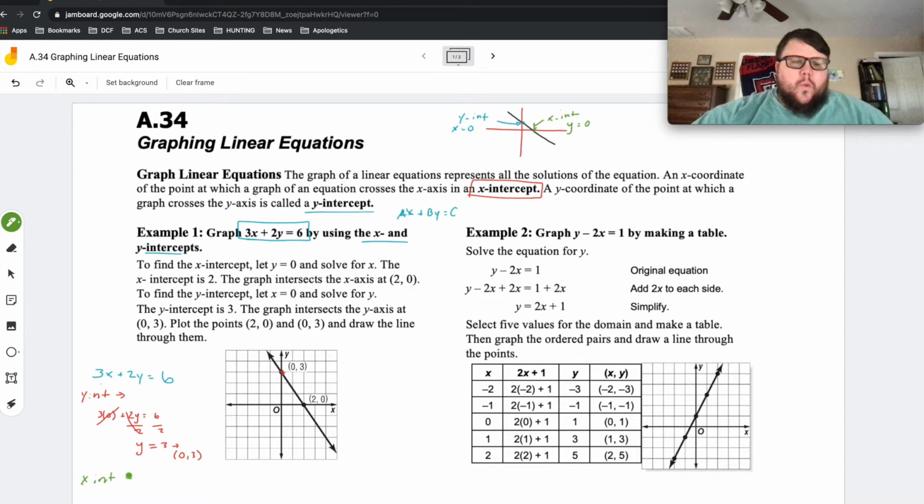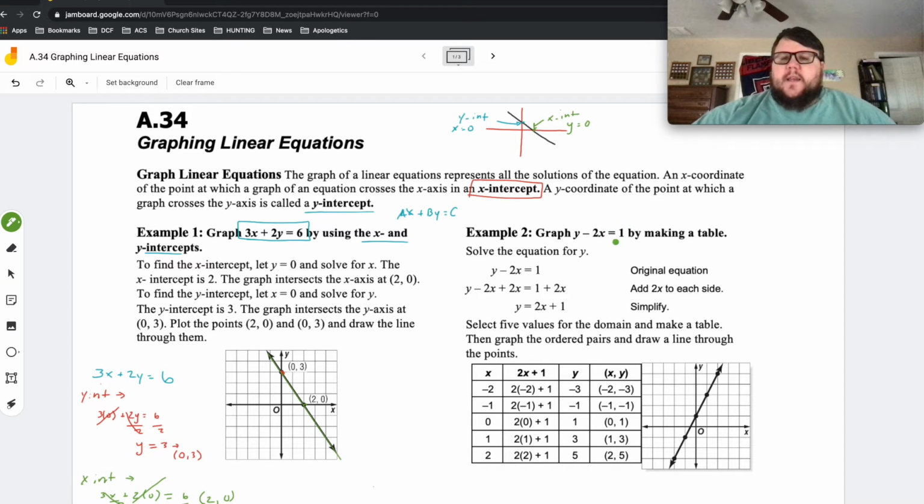Then for our x-intercept, remember that's where y equals 0. So I would get 3x plus 2 times 0 equals 6. 2 times 0 cancels out. Divide both sides by 3, and you would get x equals 2. So that means (2, 0), and they have that point. Once you have the 2 points, you draw your line in between them. And that's it. So that's one way to do it.